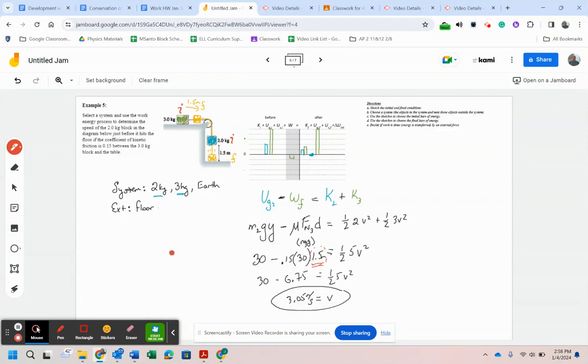But if you include both objects in your system, this becomes a much more manageable problem. You don't have to solve for the work done by the tension in the string on 2. You don't have to find the acceleration, and you don't have to use motion equations. So understanding how to go in and out of your system and choosing the appropriate objects will make the problem much, much, much easier.